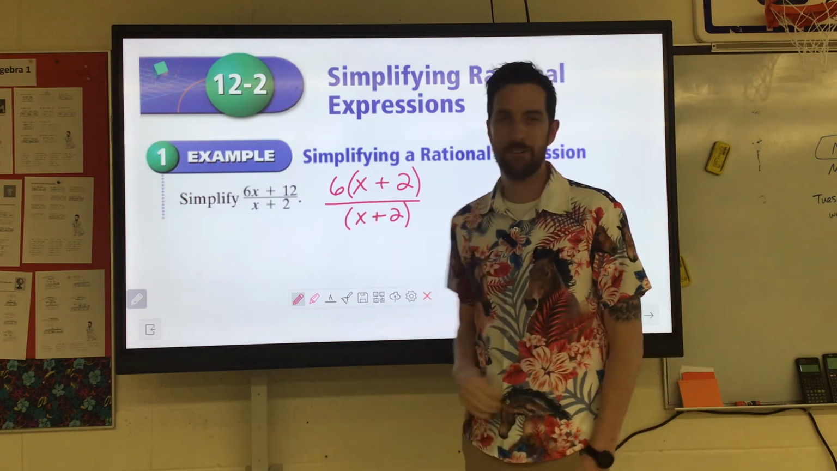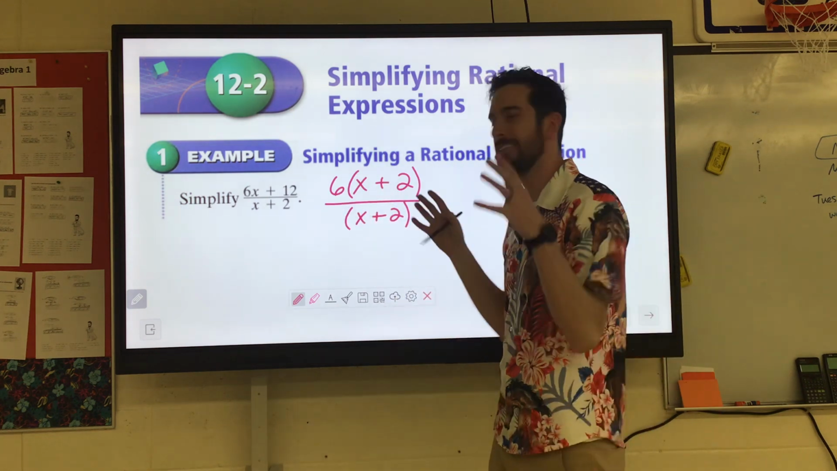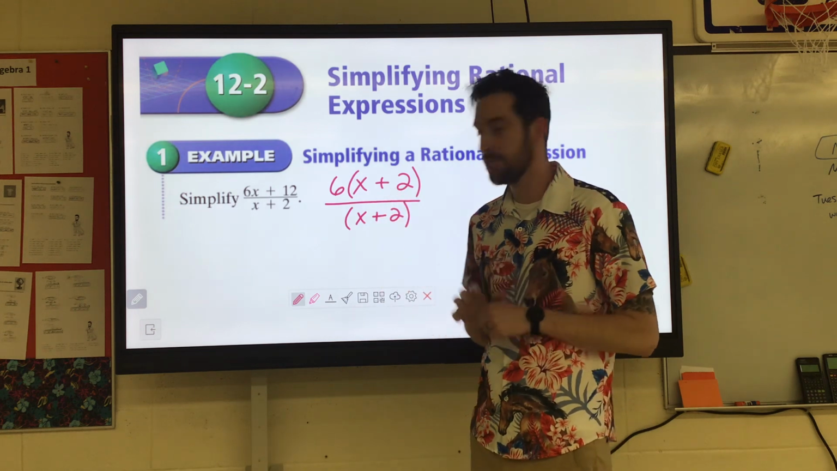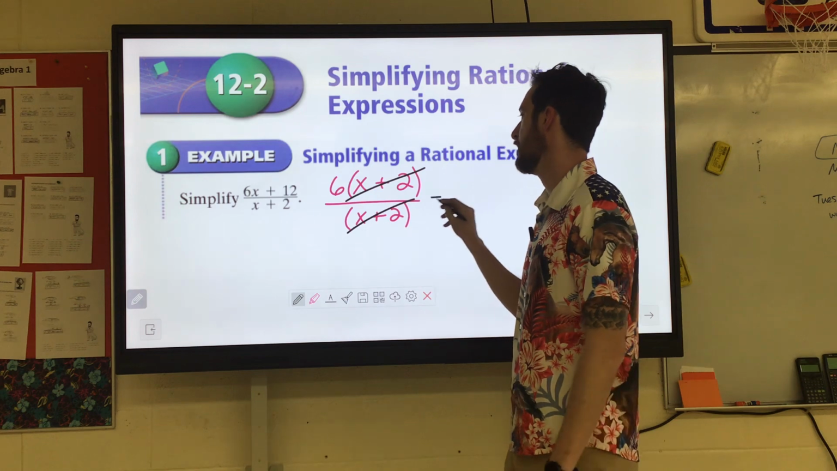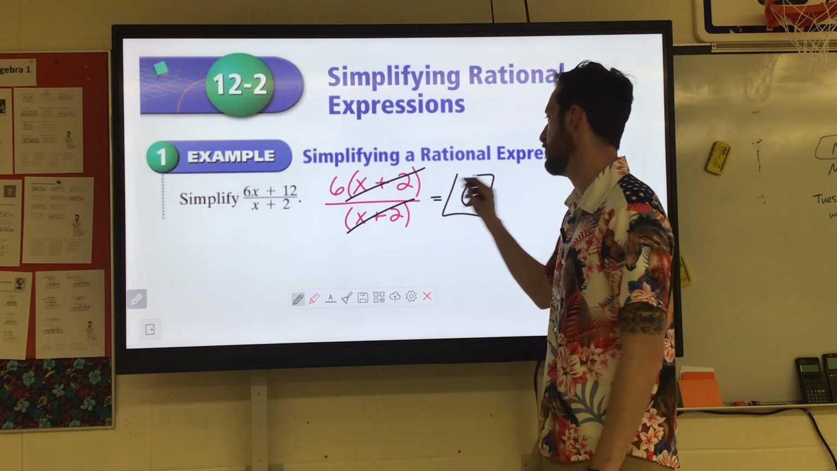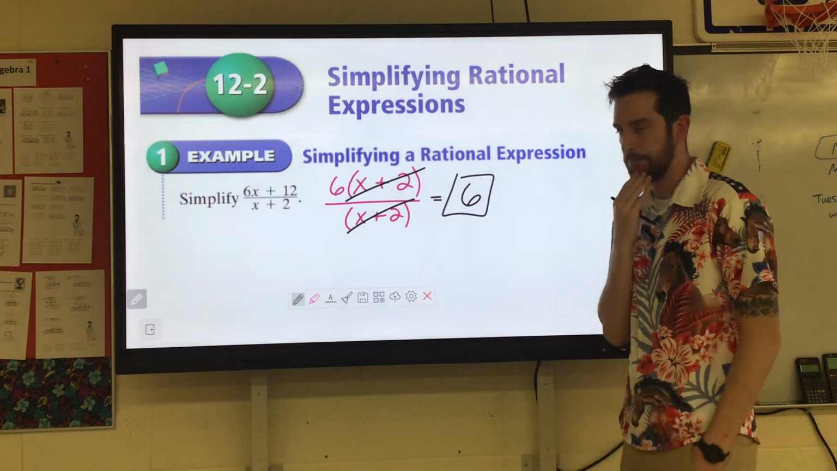Now, there weren't parentheses around the x plus 2, but it's an entire group, and we need it to be exactly the same to cancel it out. So we could cancel out the x plus 2 for the x plus 2, which would just leave us with 6.